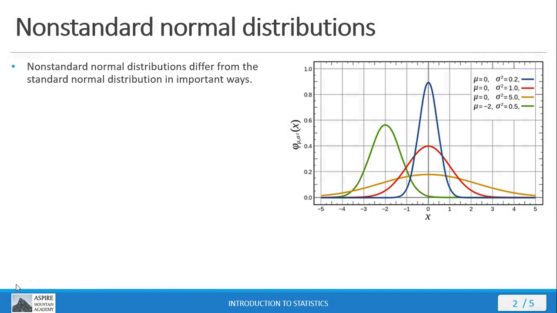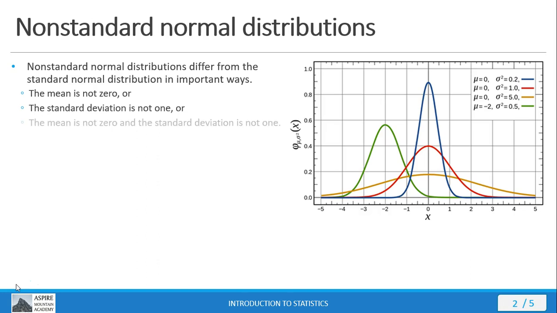Non-standard normal distributions obviously are not standard normal distributions, and they differ in important ways. The first is that the mean may not be 0. It may also be that the standard deviation is not 1. And it could be that neither the mean nor the standard deviation conforms to the requirements we have for the standard normal distribution. Recall that for a standard normal distribution, the mean has to be 0 and the standard deviation has to be 1. So if either or both of those conditions is not met, then what we have is a non-standard normal distribution.